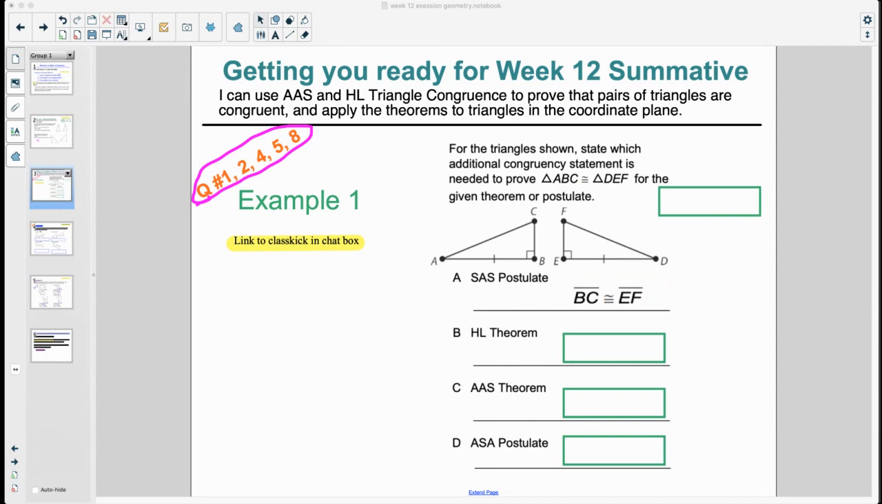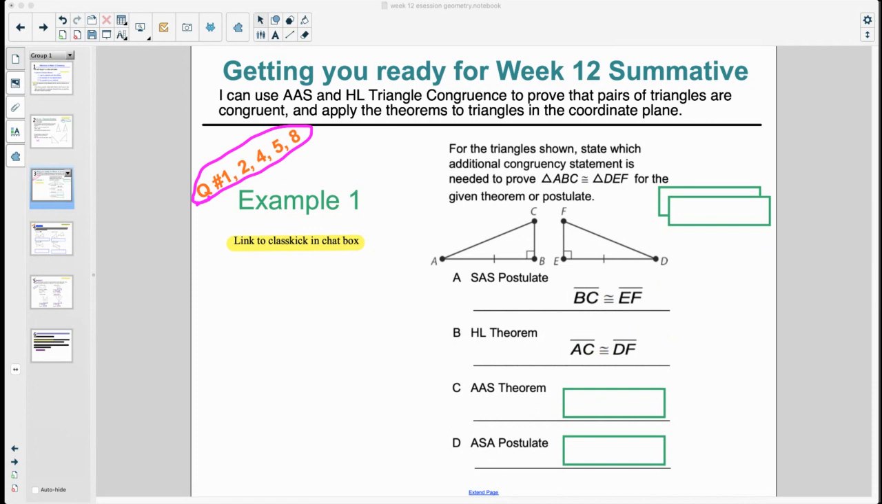All right, the next one, so this was one of our new ones for this week, the hypotenuse leg theorem. So if you take a look, notice we can use this one. We have a right angle in both of our triangles, so it only works with right triangles. We also have a leg. So in order to use the hypotenuse leg theorem, the hypotenuses would have to be congruent. Okay, so that congruent statement would look like this: AC is congruent to DF.